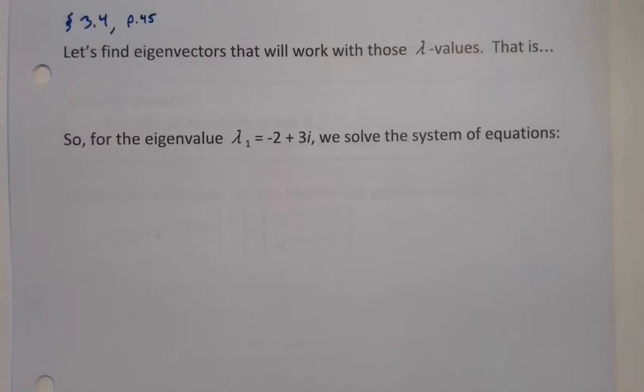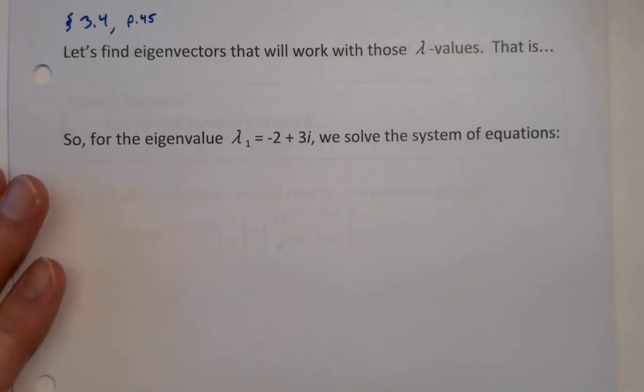Well, we just left off the first couple pages of 3.4 discovering that we can find eigenvalues that appear to be complex with imaginary parts, but what does it mean for the eigenvectors? And so that's the tricky part.